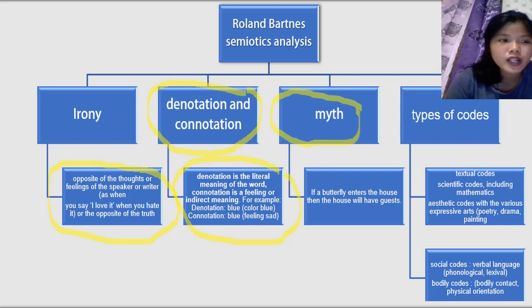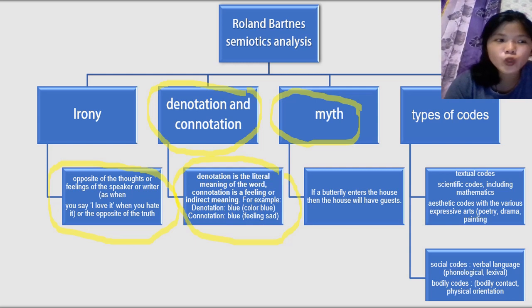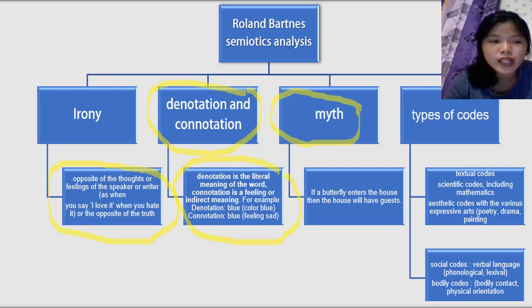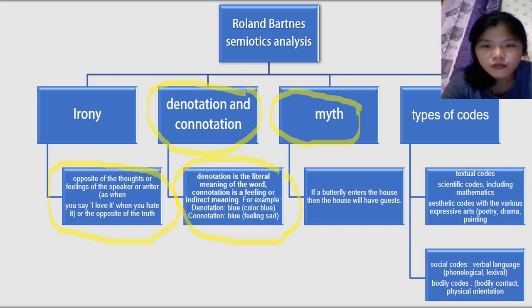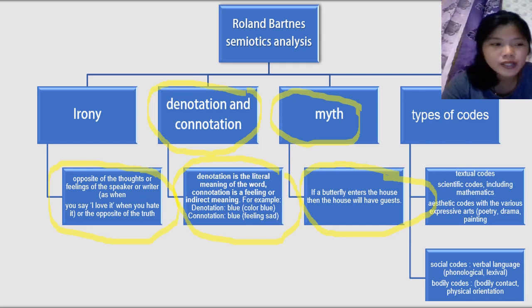Next, myth. Gender and class are among the influential cultural frameworks which have been interpreted in semiotics as myth or mythology. We usually associate myths with classical fables about the exploits of gods and heroes, and popular use of the term myth refers to beliefs which are demonstrably false, but the semiotic use of the term doesn't necessarily. So, like a metaphor, cultural myths help you to make sense. For example, myth: if a butterfly enters the house, then the house will have guests. Okay, next.